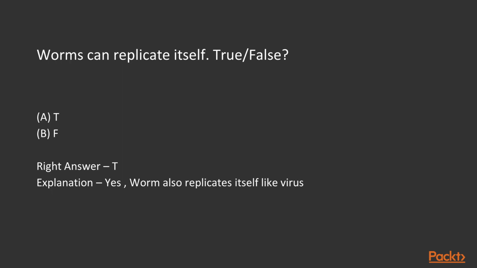Worms can replicate itself. True or false? It is also true, but it is not the main feature of worm. Worm also replicates itself like virus, but this is not the main feature of worm. The main feature of worm is basically it can spread automatically inside a network, right? We got the question, and now you can see that yeah, worm can also replicate, but virus has the main feature of replication. Worm has the main feature of basically automatic spread.